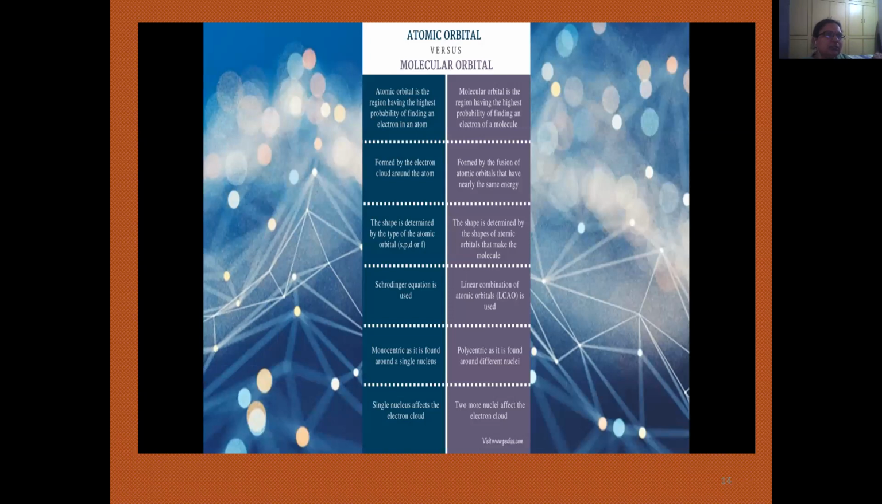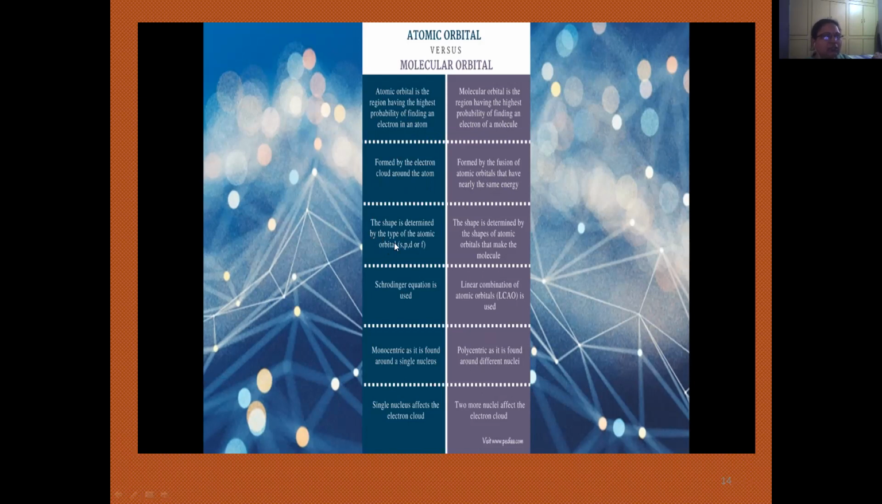Then coming to the differences between an atomic orbital and a molecular orbital. An atomic orbital is a region having the highest probability of finding an electron in an atom. The probability of finding an electron in an atom is given by psi. It is where you can find the electrons. A molecular orbital is the region having the highest probability of finding an electron in a molecule. This is formed by the fusion of atomic orbitals of nearly the same energy.